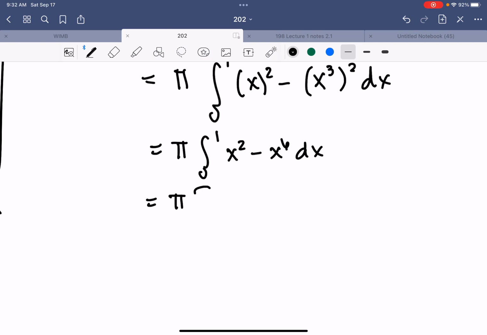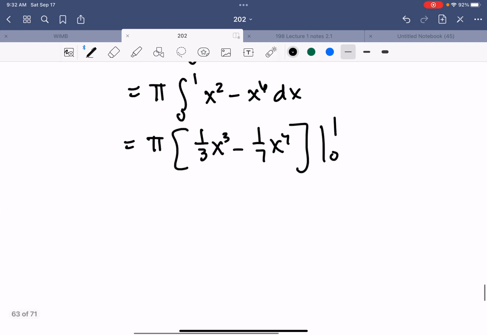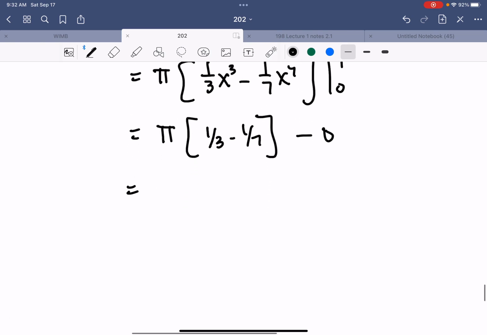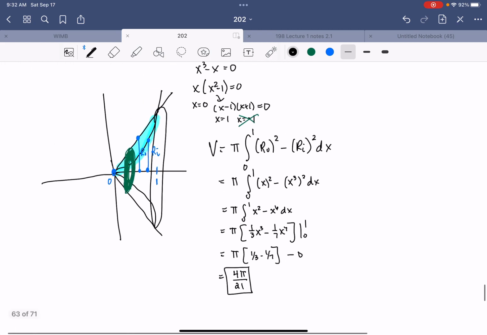Find our antiderivative. That's 1/3 x cubed minus 1/7 x to the 7th. And we're evaluating from 0 to 1. That gives us pi times, when we plug in 1, that's 1/3 minus 1/7. And when we plug in 0, it's 0. And that's going to give us 7 minus 3 is 4 pi over 21. And that's the volume of our solid of revolution. So we have discs and we have washers.